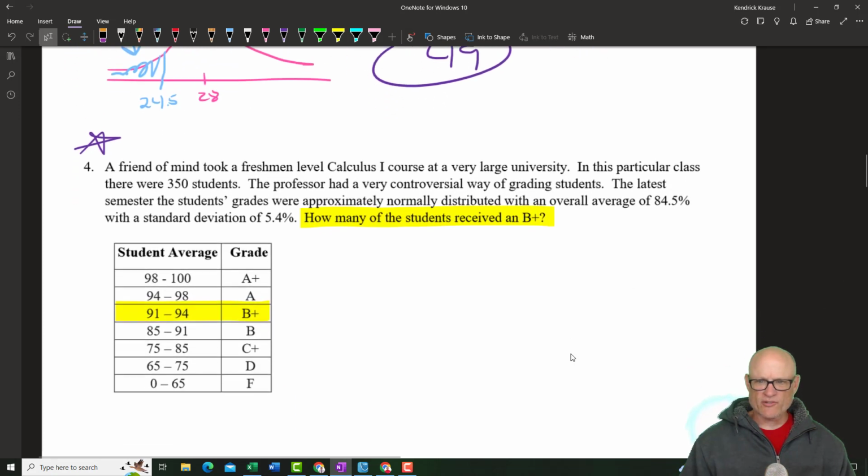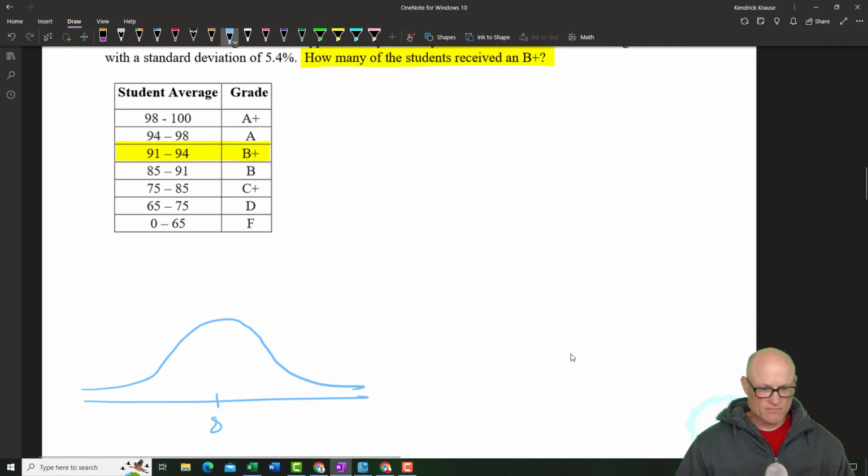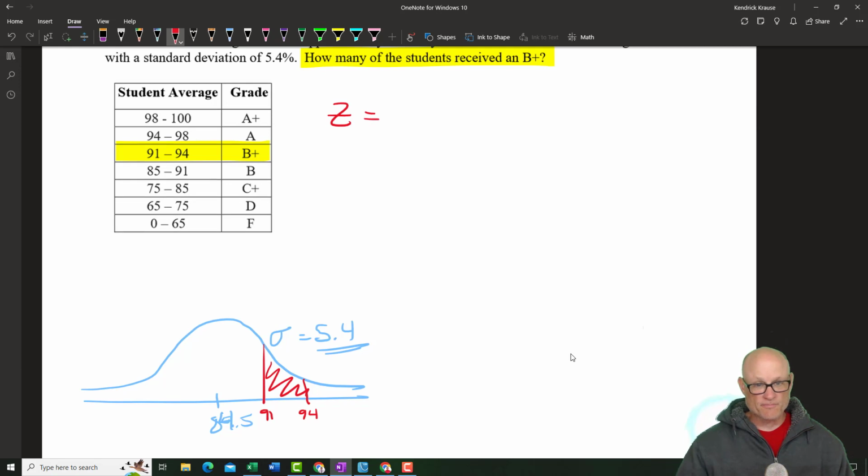The average was 84.5 with a standard deviation of, was it 5.4? Why do I keep putting 4s when I know I can't write 4s? 5.4. So this is an 84.5 with a standard deviation of 5.4. Now, 91 is somewhere over here, and 94 is right here. So I want all of this. This is a little bit tricky. You're going to have to run 2 z-scores. Give me plenty of room to work on these.